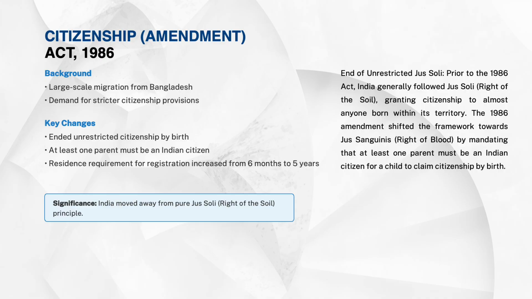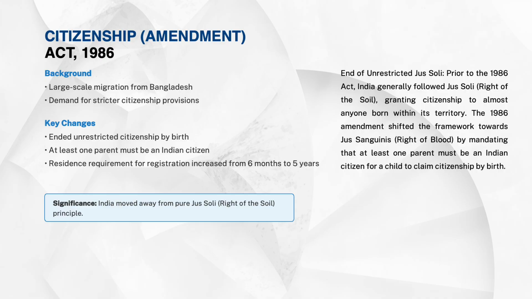Now, Citizenship Amendment Act 1986. The background was that during the 1980s, there were large-scale migrations of people coming in from Bangladesh, and then they had to make the rules very, very strict. Demand for stricter citizenship provisions. Now, the key changes made by 1986, number one, it ended unrestricted citizenship by birth.